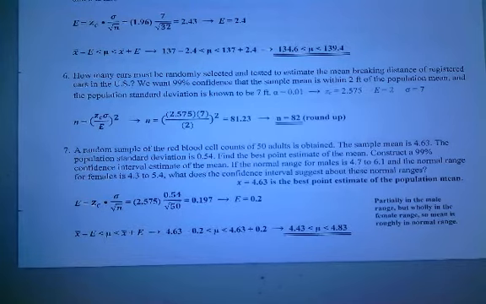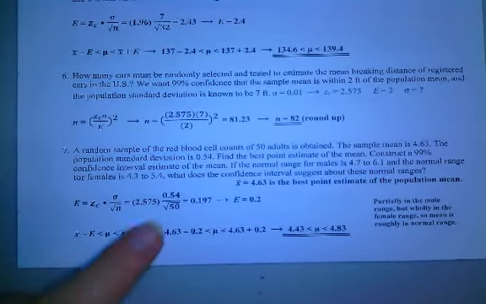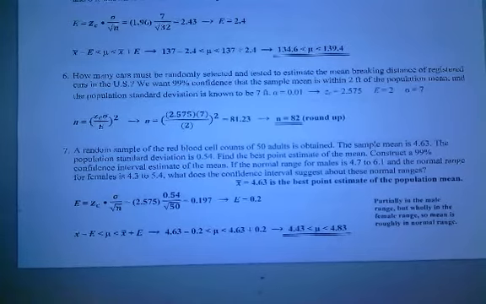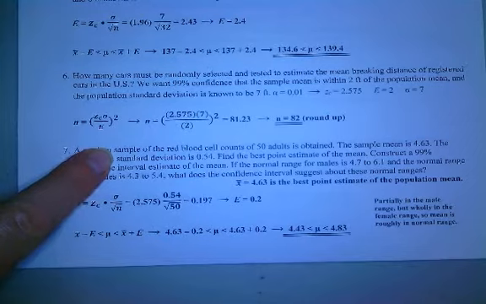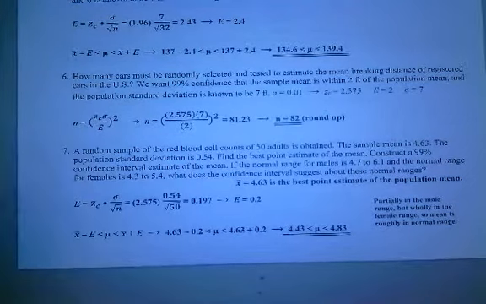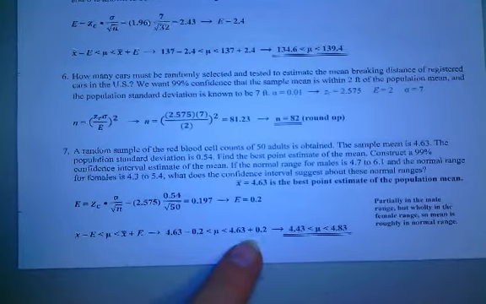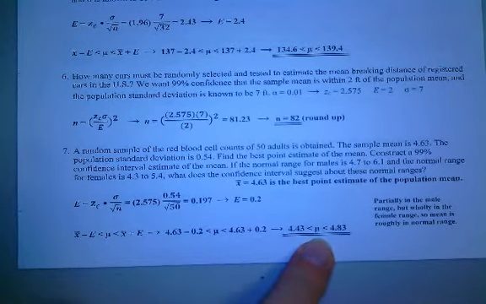Well, first off, x bar is 4.63. That's the best point estimate of the population mean. Here we find our margin of error. Again, since it's 99%, that came with the z-score of 2.575 times the 0.54, the standard deviation, divided by the square root of the 50. We get 0.197, rounded it to 0.2. So we have our interval 4.63 subtract 0.2 and 4.63 plus 0.2. And so here is our interval estimate of the population mean.